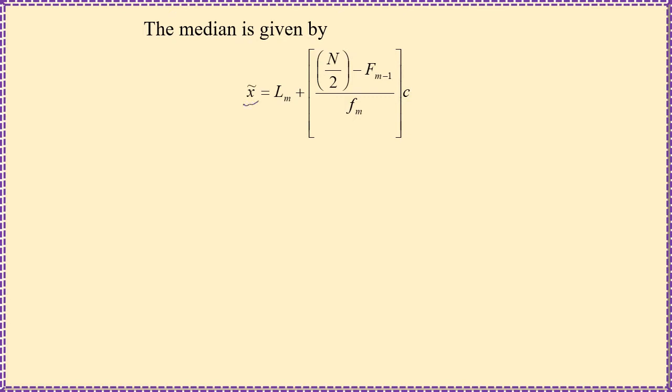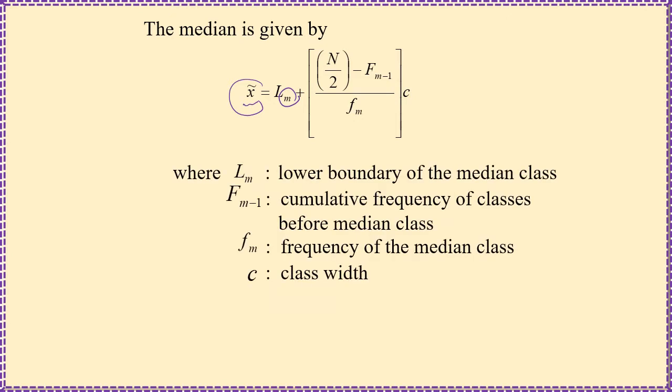x curl equal to lower boundary of the median class, and then plus n over 2. What is n over 2? The total frequency divided by 2. So half lah. And then minus the cumulative frequency of the group before the median class, and then divided by the frequency of median class multiplied by the class width. Okay, cumulative frequency of classes before the median class.